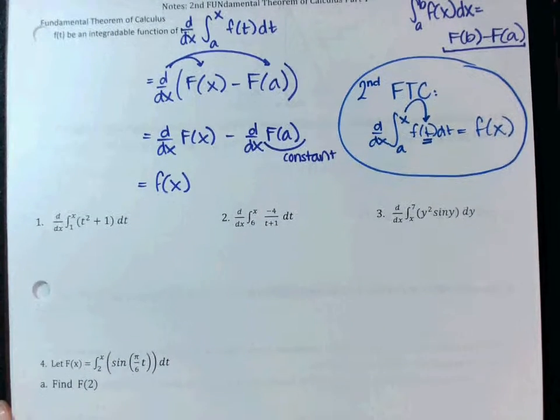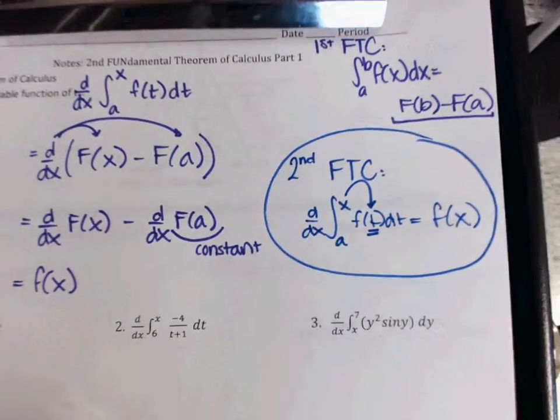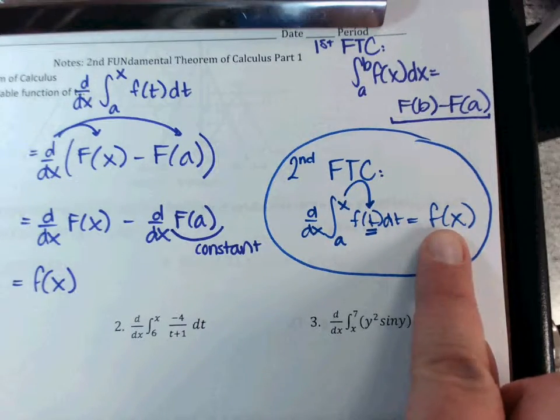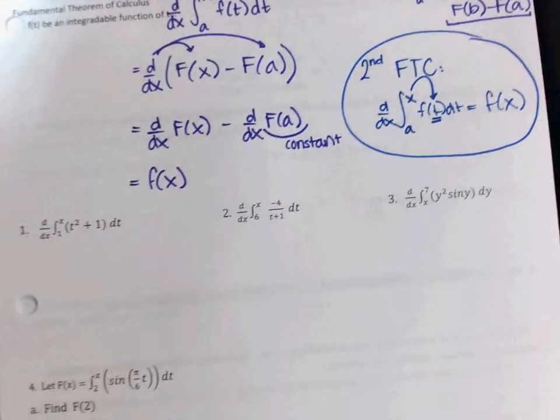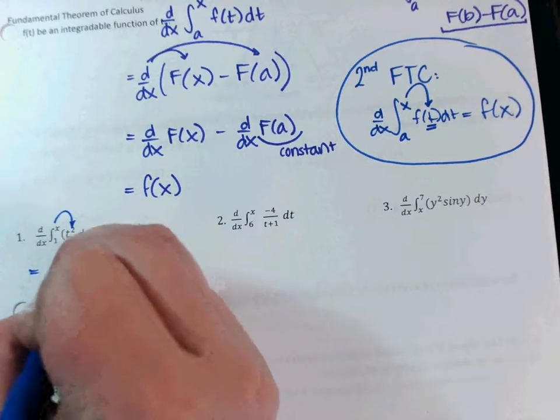Alright, so here we go. Look at number 1. Okay, can you see this? Okay, so look at number 1. You have the derivative of an integral from a constant to x of a function in terms of t. All that you do is you rewrite f of x, but with an x instead of a t. So this is what that looks like. Okay, it's going to be x plugged in, x squared plus 1.